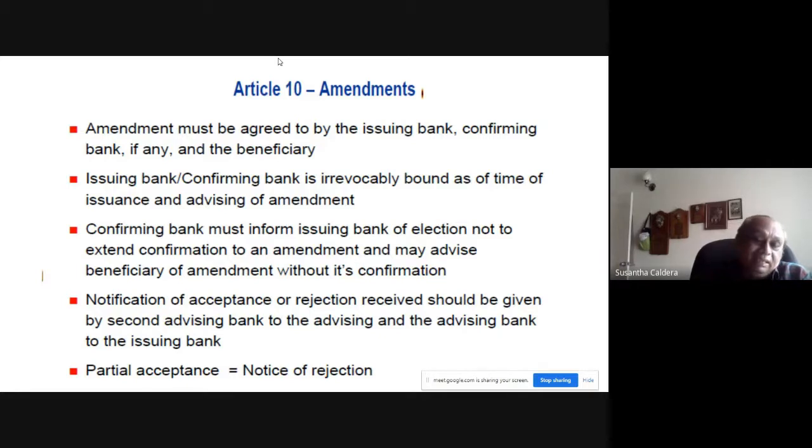Partial acceptance, no. That means total rejection notice of that particular amendment. Is it clear for you? I hope it's clear. Partial acceptance, bad. Either everything or nothing. Right? Here, nothing.